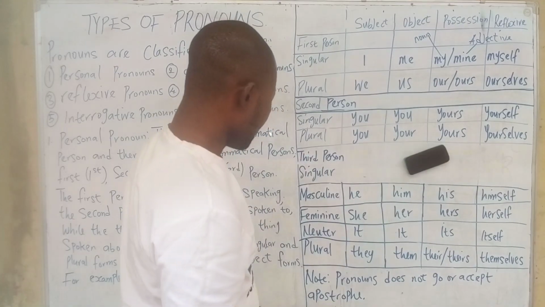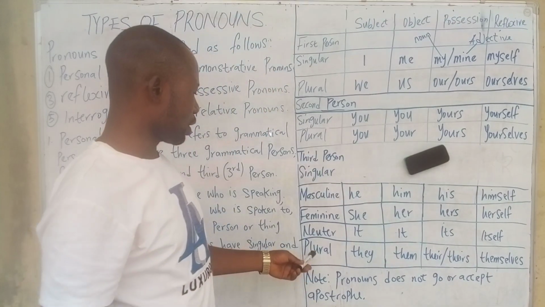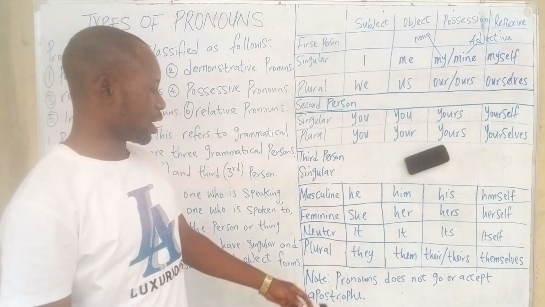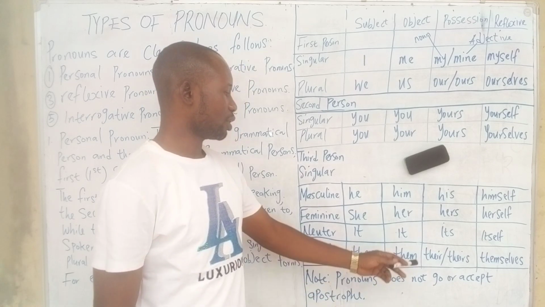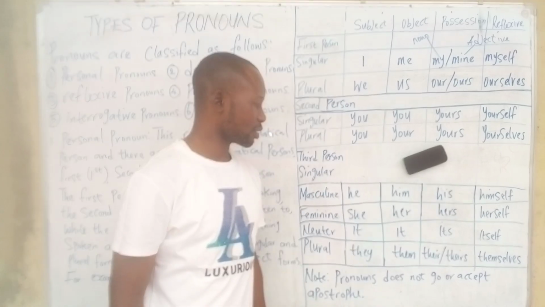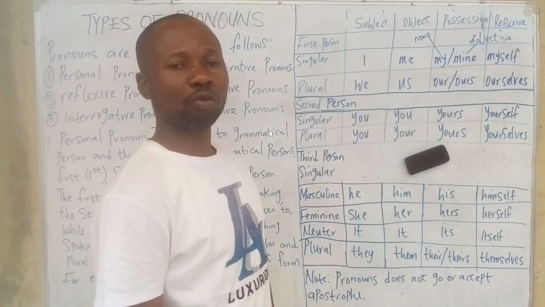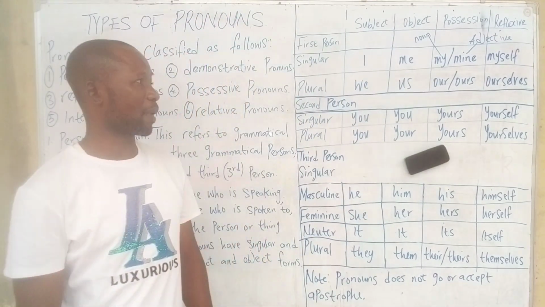Now let's look at the last one. That is the plural of this third person pronoun. We now have they, we have them, their, theirs, and themselves. So here comes the end of this teaching, this part 1.